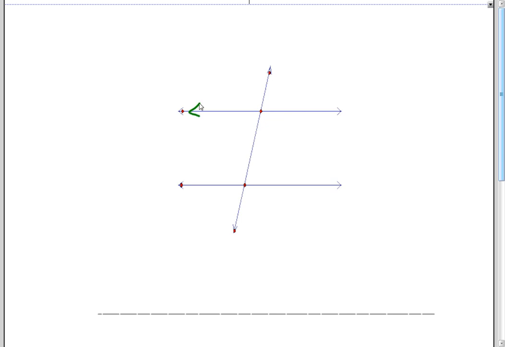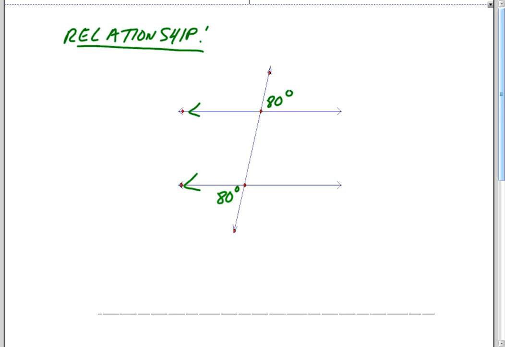Let's put some arrows in. We want this to be parallel also. And let's put 80 degrees up here, 80 degrees down here. How would you describe the relationship and the positioning of those angles? First of all, what's the relationship? Equal, supplementary, complementary? Equal. Most of the things we're going to deal with in this chapter are going to be equal.